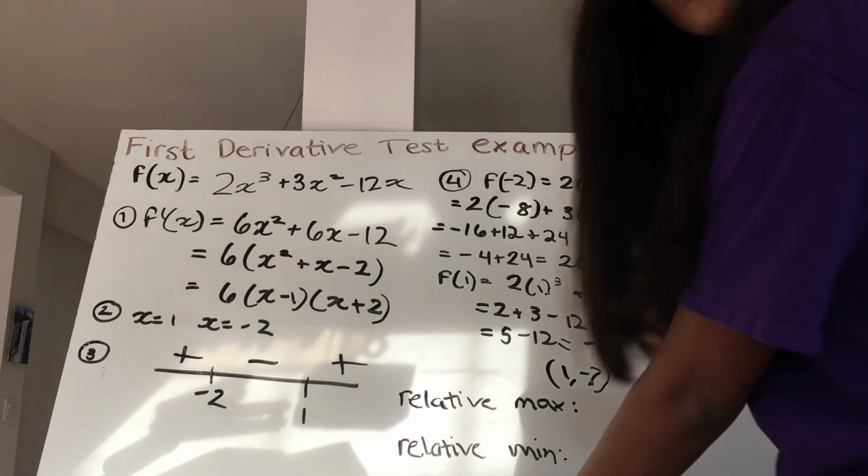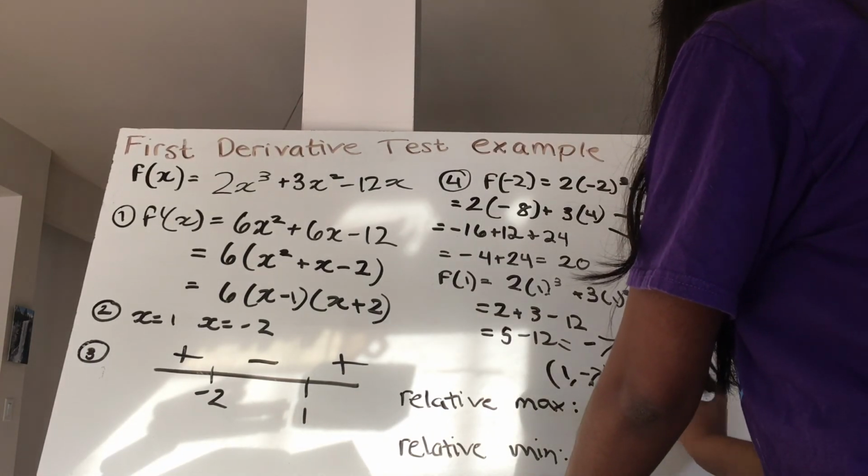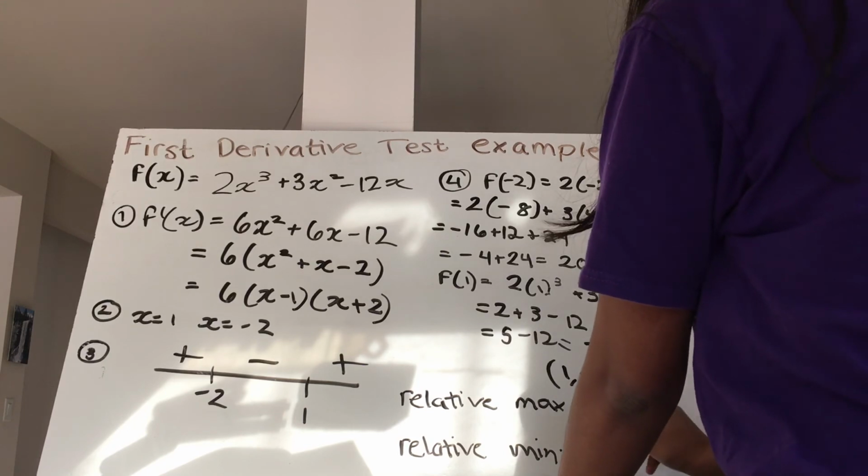So we can identify that our relative max is (-2, 20) and our minimum is (1, -7).